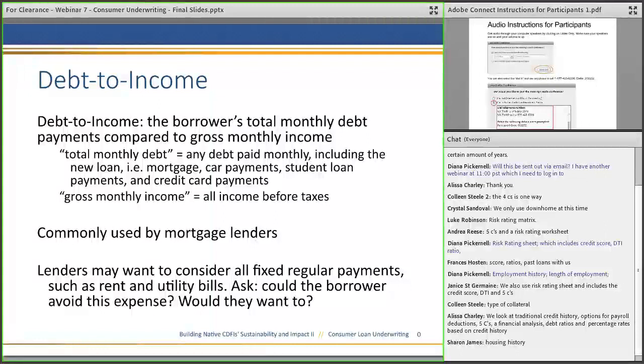The next section here is debt to income. This measurement evaluates the percentage of a client's monthly debt obligations against their gross monthly income. So kind of like cash flow. What do they have coming in and what do they have going out?